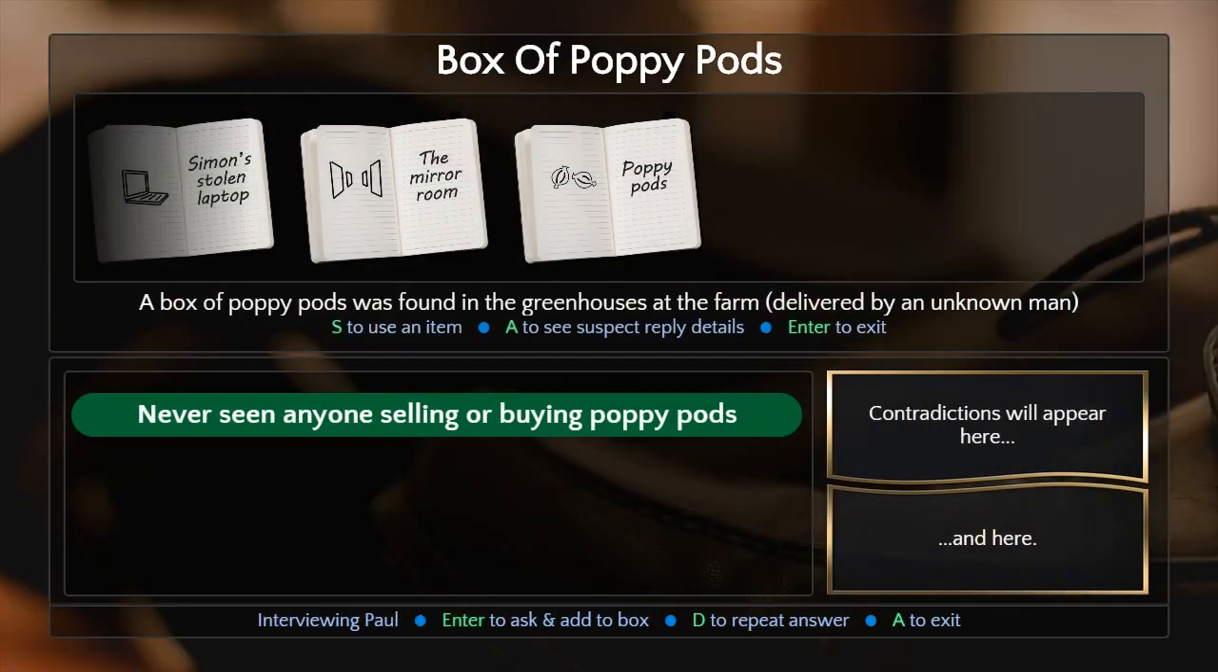What do you know about poppy pods? Poppy pod? Ever come across anyone selling them, using them? No. Be back later on, if that's okay.